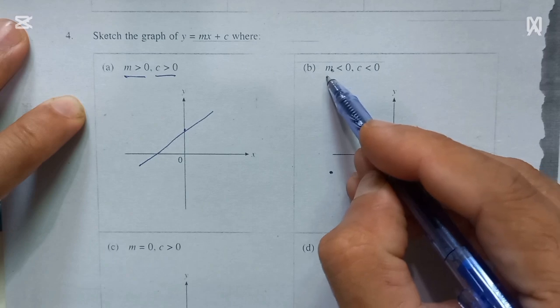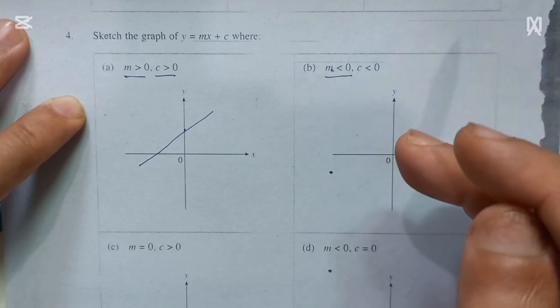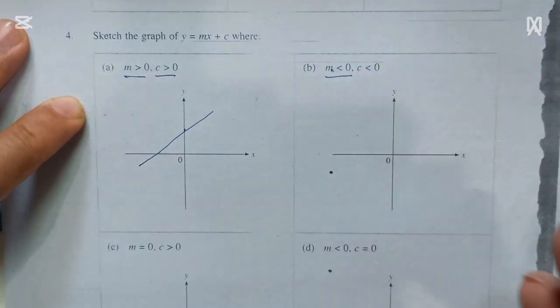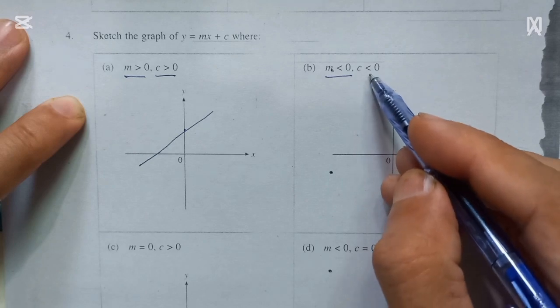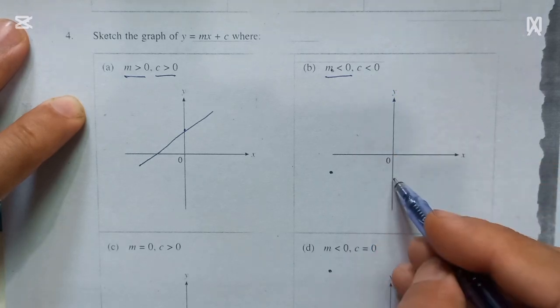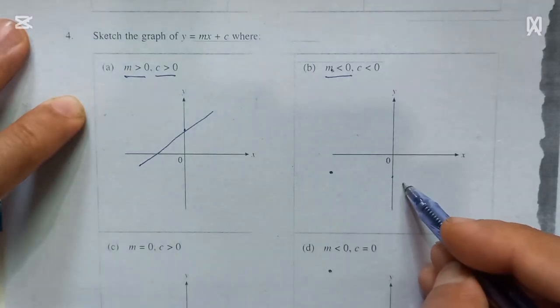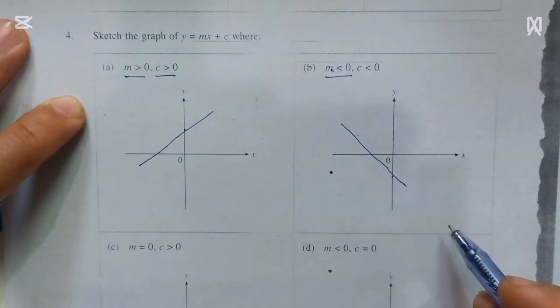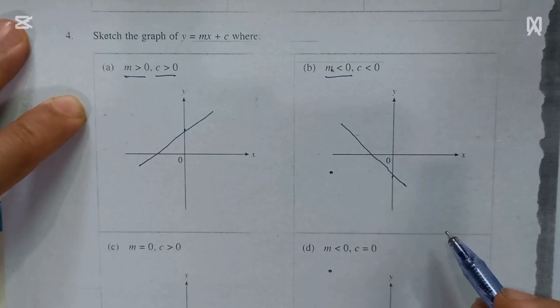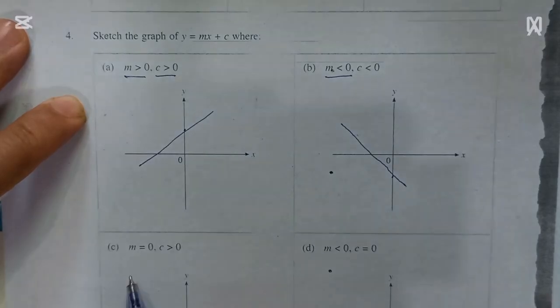Okay, in the B part, m is negative, so the graph will go upward from right to left, and c is less than 0. So this will be the point almost. So this will be the graph. Okay, in the C part, m is equal to 0 and c is greater than 0. So m is equal to 0 stands for the graph will pass through the origin. C is greater than 0.